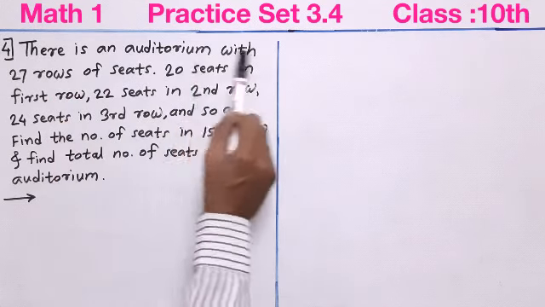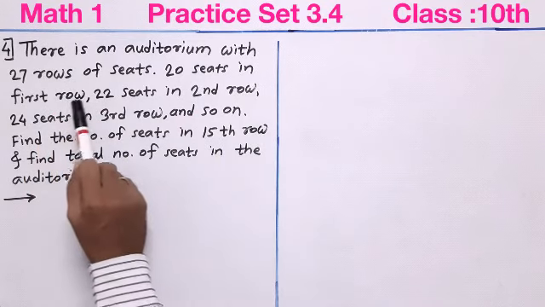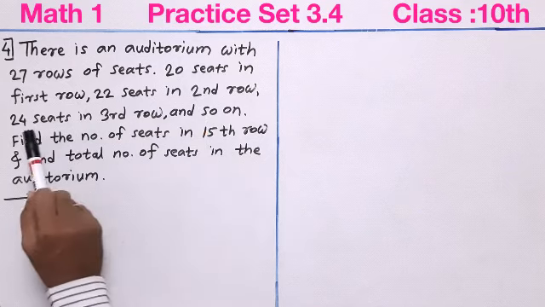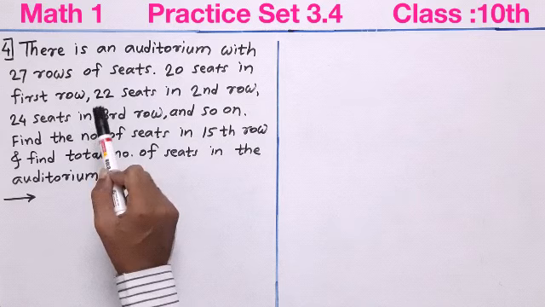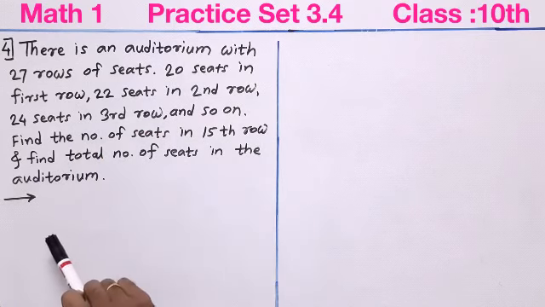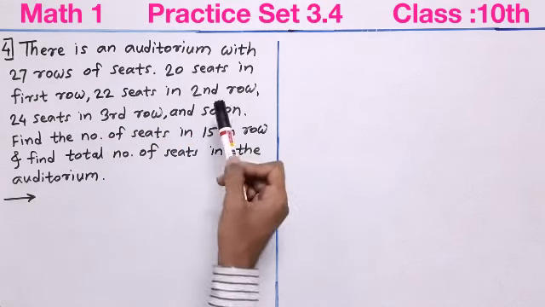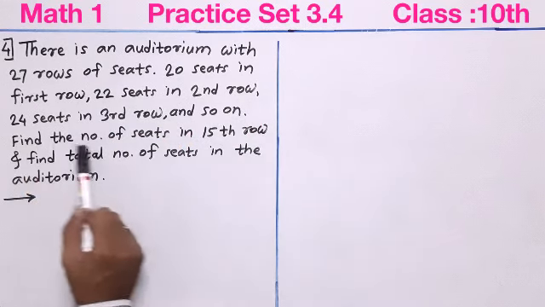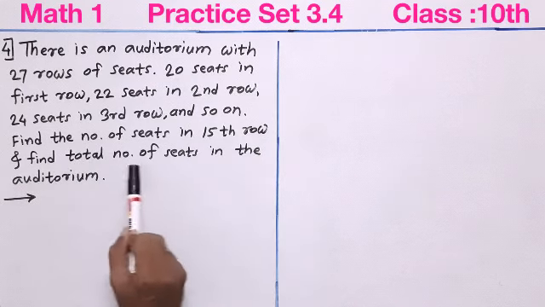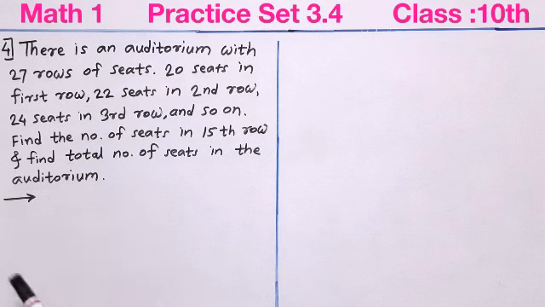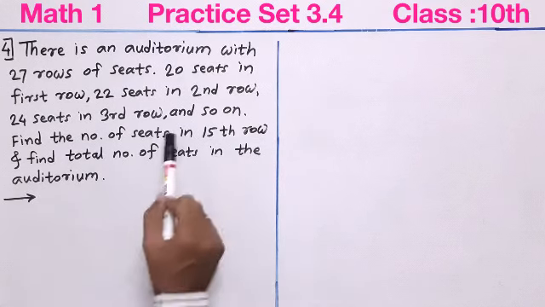There is an auditorium with 27 rows of seats. 20 seats in the first row, 22 seats in the second row, 24 seats in the third row, and so on. So we have been given the number of seats in the first 3 rows, and we can continue in this way. That means there are 2 additional seats in each next row. Find the number of seats in the 15th row and find the total number of seats in the auditorium. So we have to find out 2 things here.